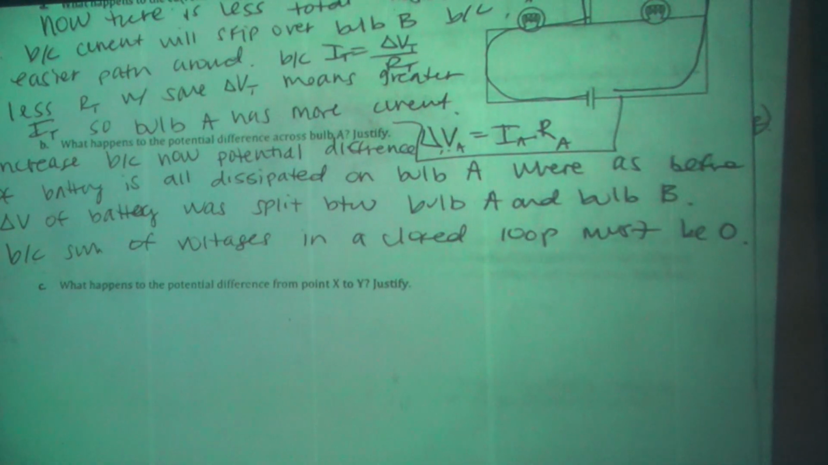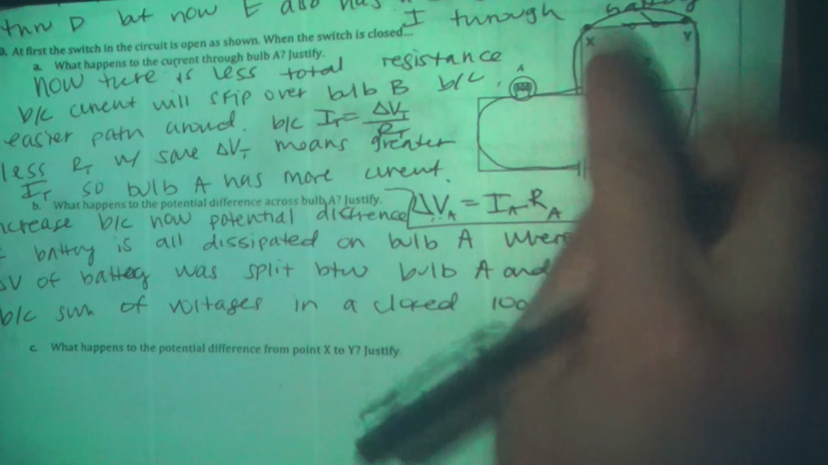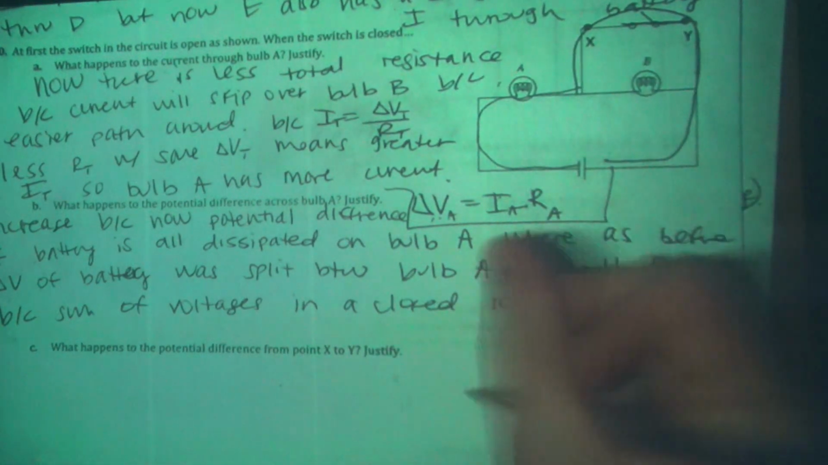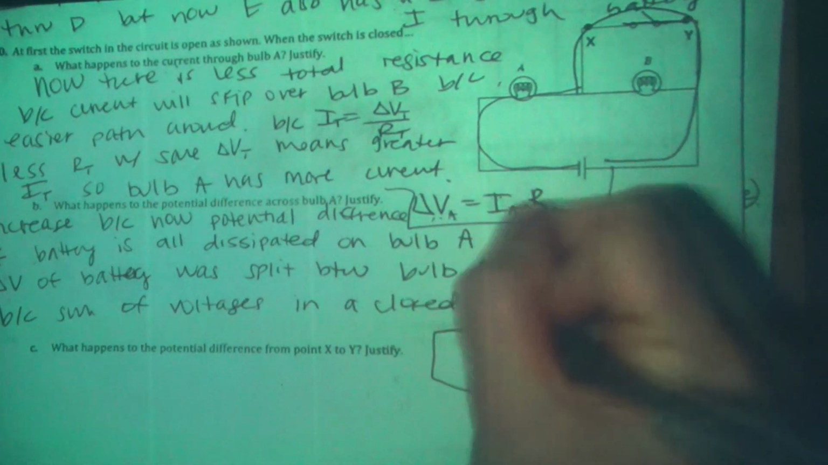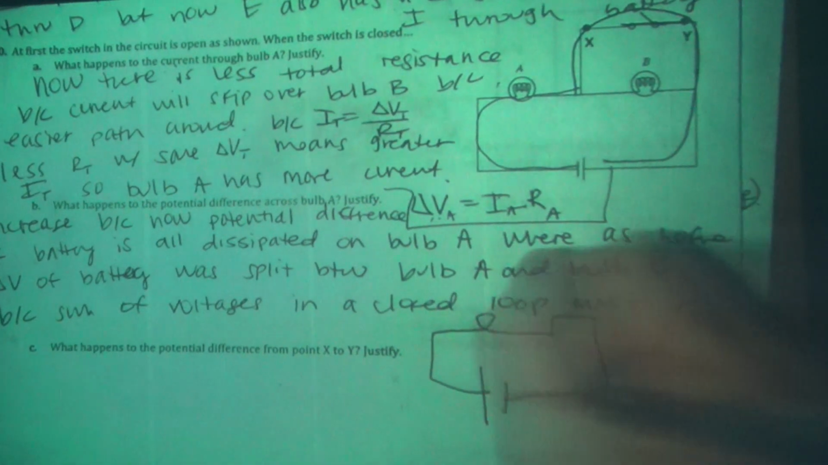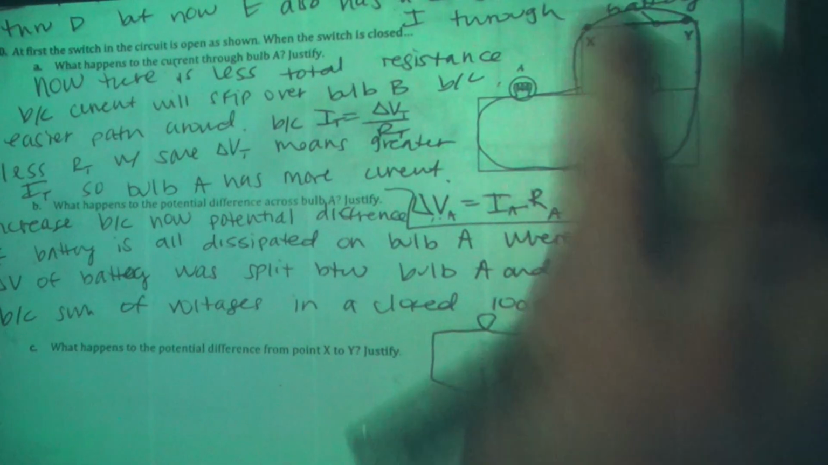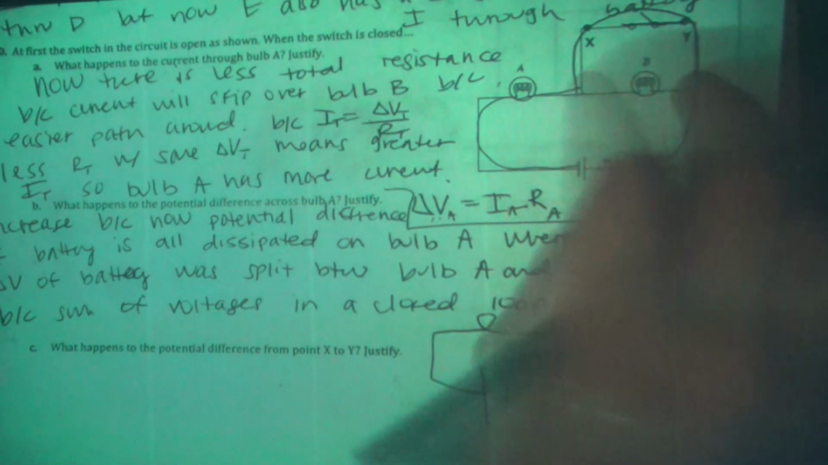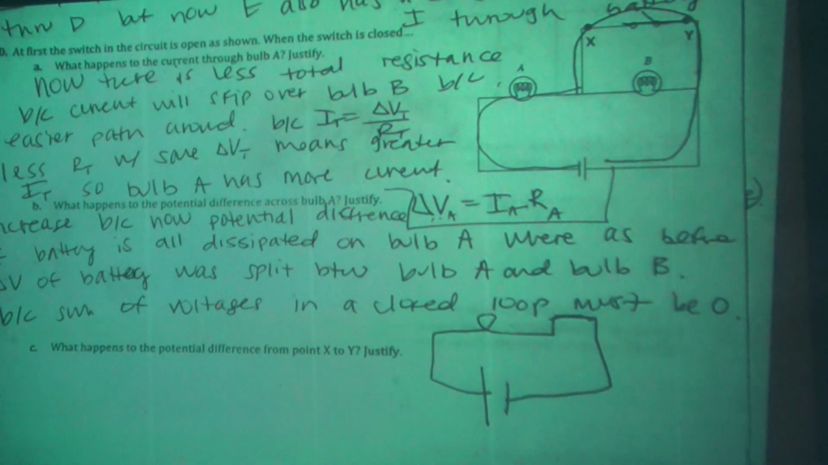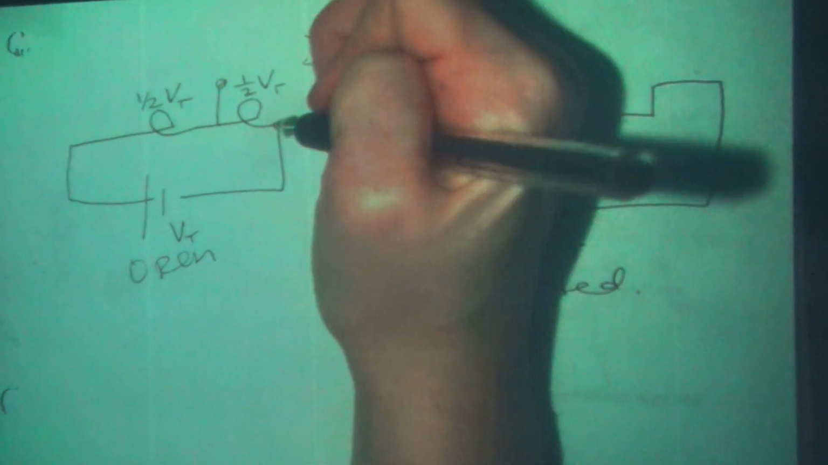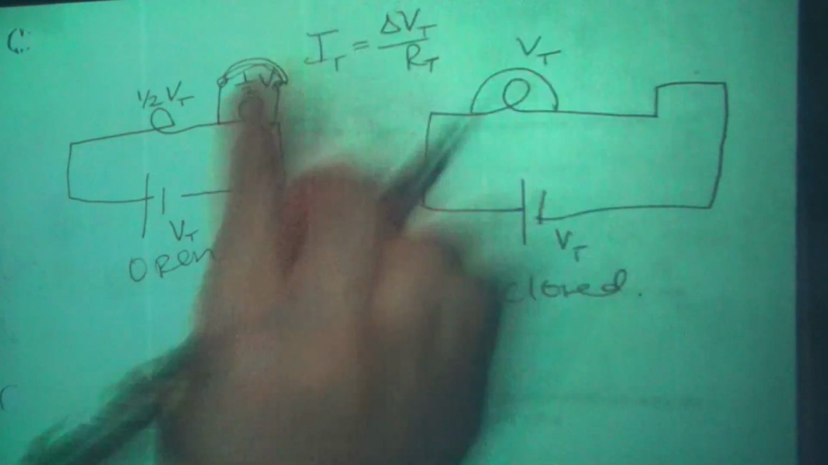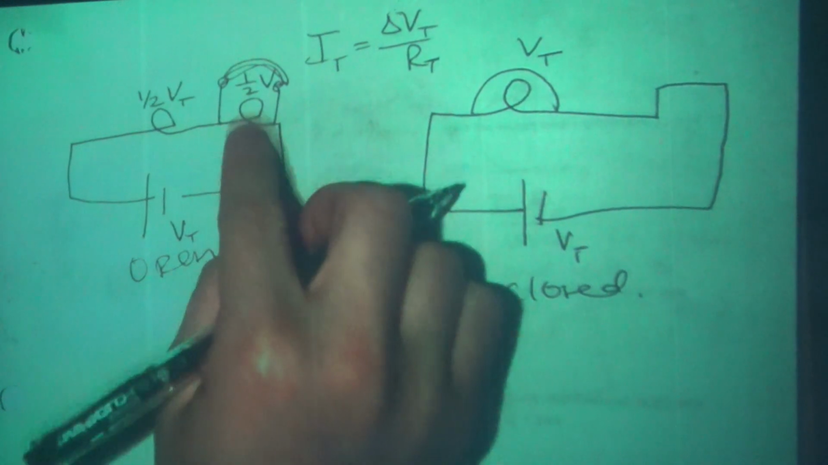Alright, what happens to the potential difference from X to Y? So from this point to this point. What I said is that now you definitely have current going through X and Y. Before, the potential difference was just the voltage when this is open, as in my diagrams. When this is open, this is just the potential difference from here to here. Well, that's just the potential difference of bulb B.